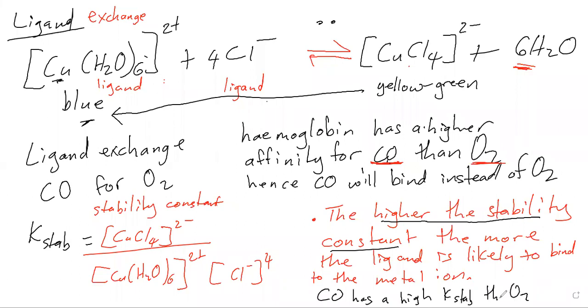So for transition metals, you know about ligand exchange. Over here, we have the stability constant, K, which is the product over the reactants. We don't include the water. Just remember, once you have an equilibrium reaction, you will have an equilibrium constant. For this reaction, it is called the stability constant. It is again product over reactants.